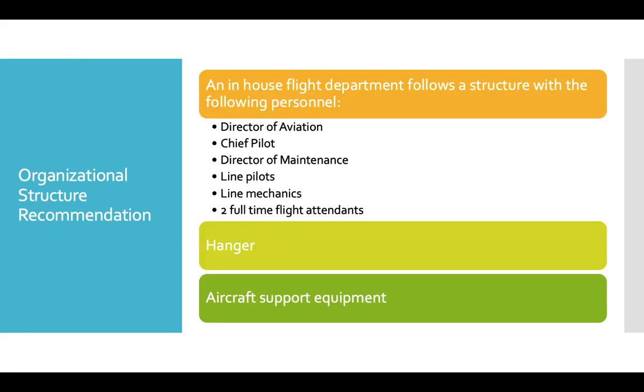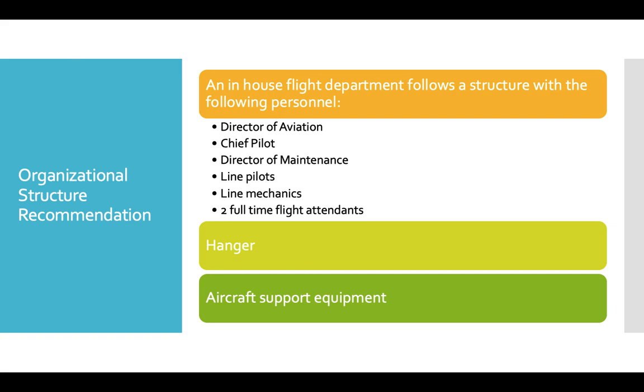An in-house flight department follows a structure with the following personnel: the director of aviation, chief pilot, director of maintenance, line pilots, line mechanics, and two full-time flight attendants. Now, the director is the main leader of the flight department. He will be responsible for the administrative and operational duties, and provide instructions or assign tasks to the flight department's staff.